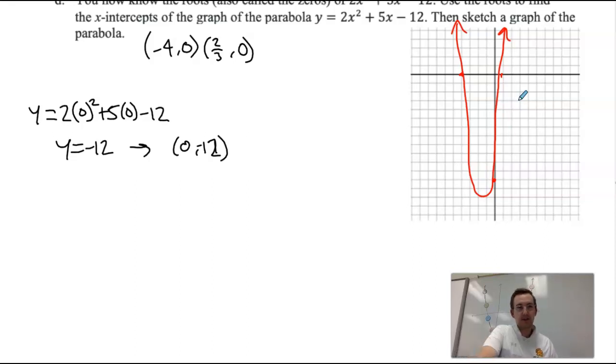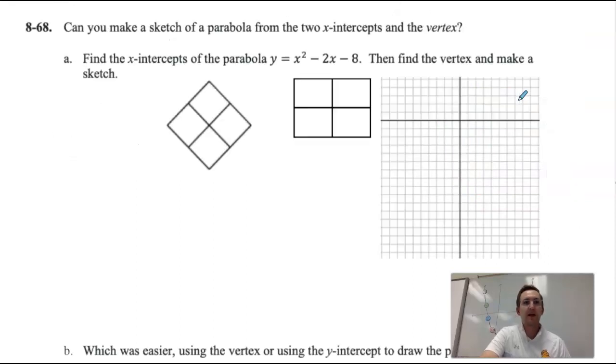We're going to take a little bit different twist on this. I know we're getting a little bit long-winded on our video here. We'll try to go through it quick, but let's go to 68. So first things first, we want to find the x-intercepts of the parabola y equals x squared minus 2x minus 8. So again, let's do our diamond problem quick.